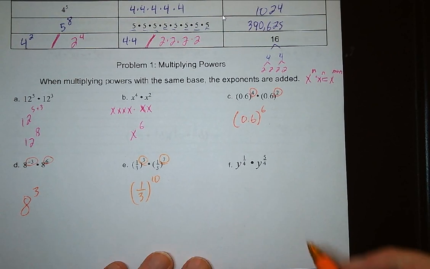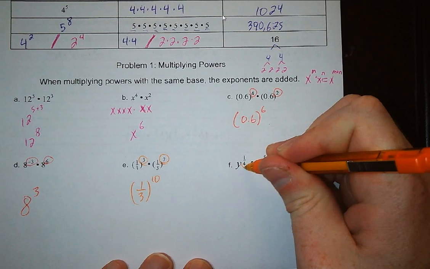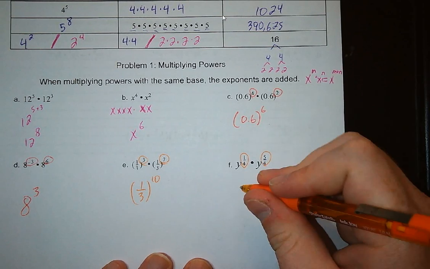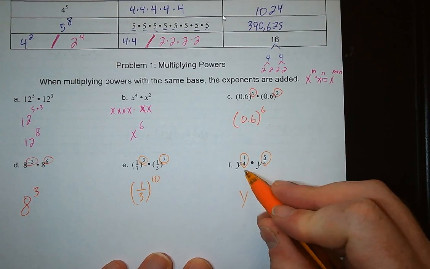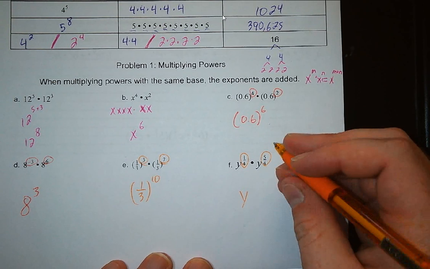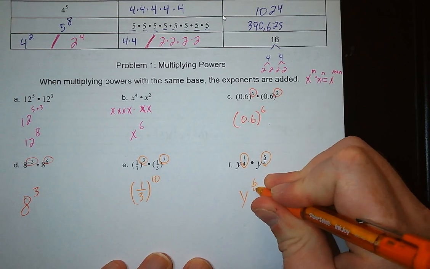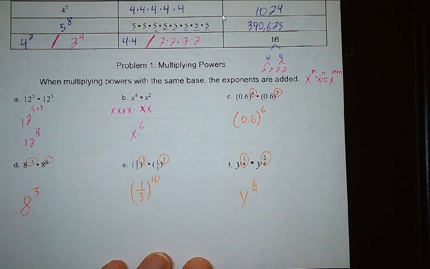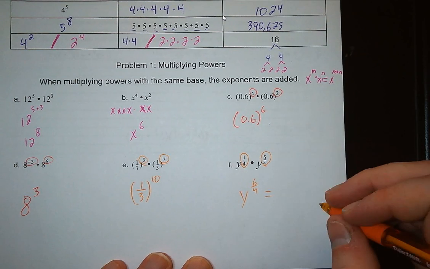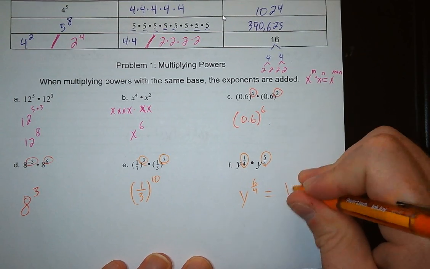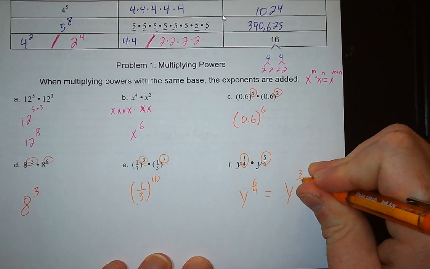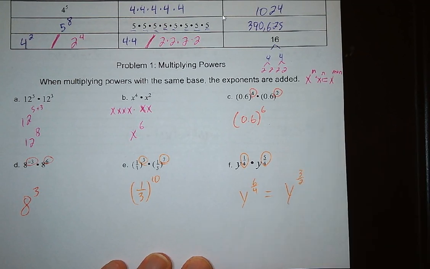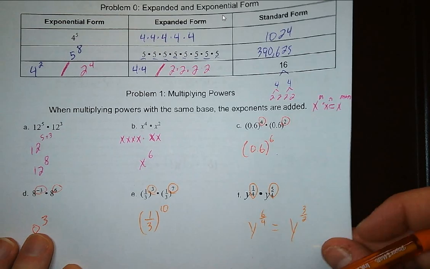All right, so we have the same base. So we look at our exponents. We need to add them together. So 1/4 plus 5/4 is 6/4. But we all know that we should reduce our fractions to their lowest terms. So that's going to be y to the 3/2 power. Okay? All right, moving on to the next page.